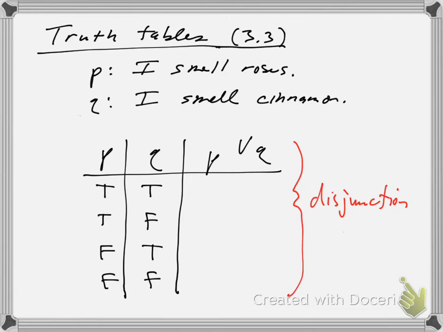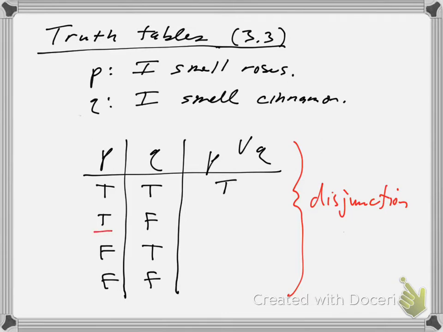So let's think of this. If I smell roses is true, and I smell cinnamon is true, is it true that I smell roses or I smell cinnamon? Yes, it is. I just have to smell one or the other for or. So this is true.